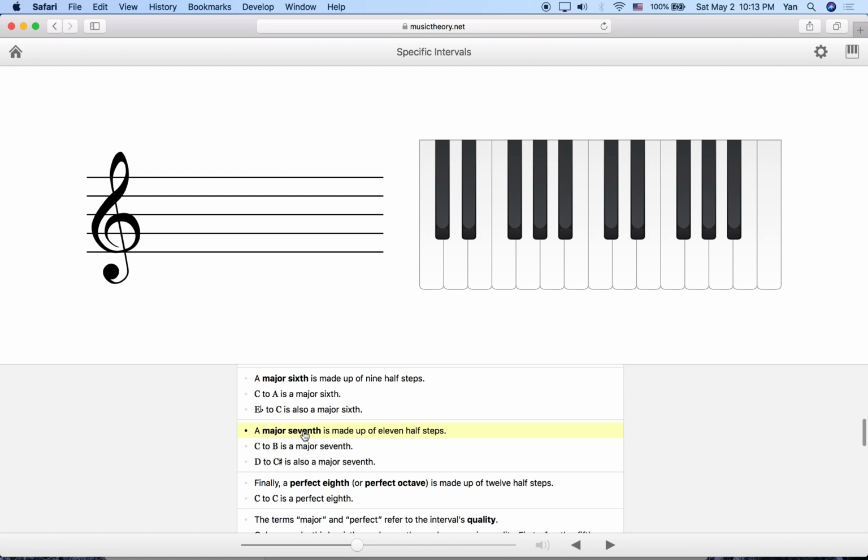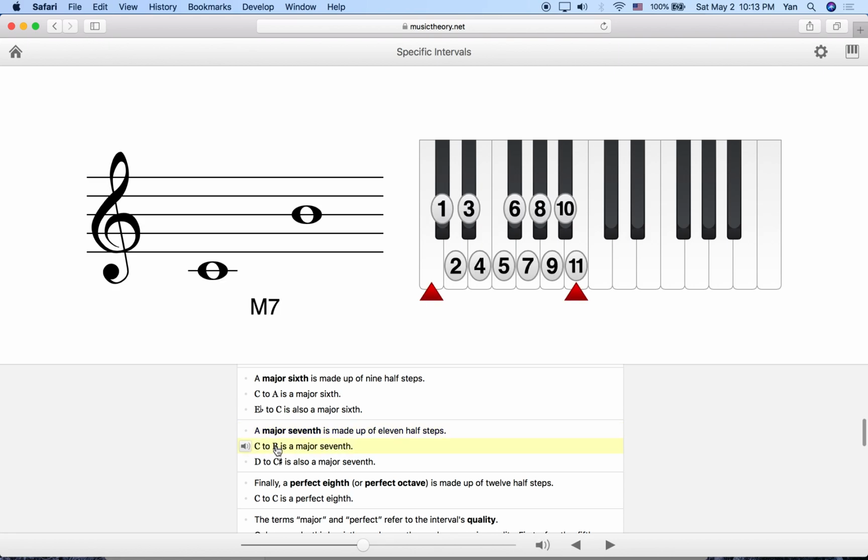And the next major interval is the major seventh. It is 11 half steps. So the first example is C to B natural. This is a generic seventh based on the position on the staff, but it's also a major seventh, the specific interval, because it has 11 half steps. Let's listen to that.